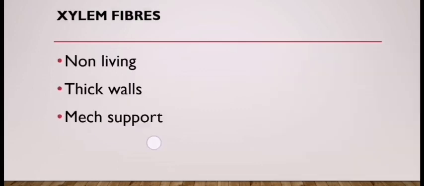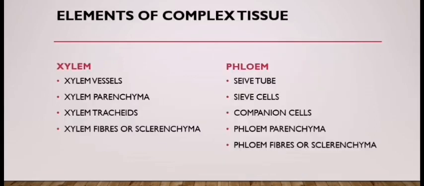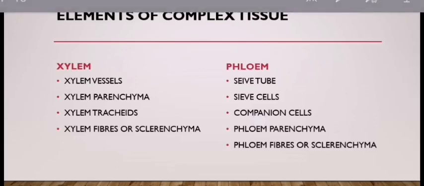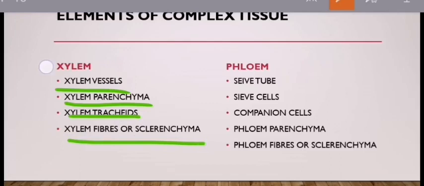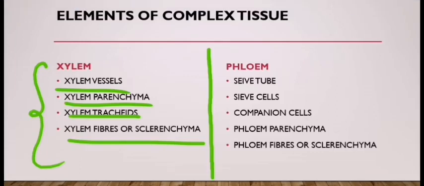Okay, so now we have completed all the components of xylem, that is xylem vessels, xylem parenchyma, xylem tracheates, and xylem fibers or xylem sclerenchyma. You will only need to learn all these components and write the differentiation according to the points I have given, in the form of sentences. You can easily write all these points.